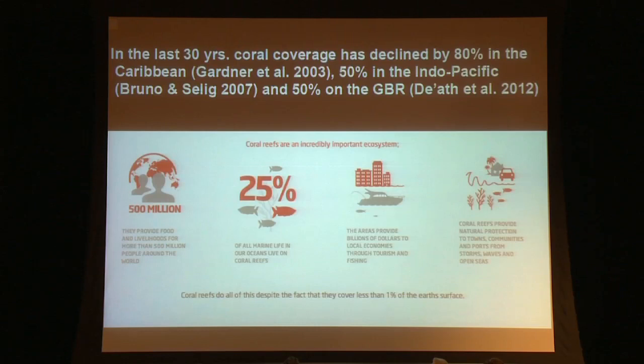And there are a lot of societal and socioeconomic benefits of healthy coral reefs. It's been estimated there are 500 million people globally dependent on healthy coral reef ecosystems. 25% of the species in the ocean are found on coral reefs, and the area provides billions of dollars every year, both from fishing and from tourism. So there's a real economic component of having healthy coral reefs. But with this rapid rate of decline, the question is how can we get data quickly enough so we can actually provide data that can be useful for management and conservation of these very important ecosystems.